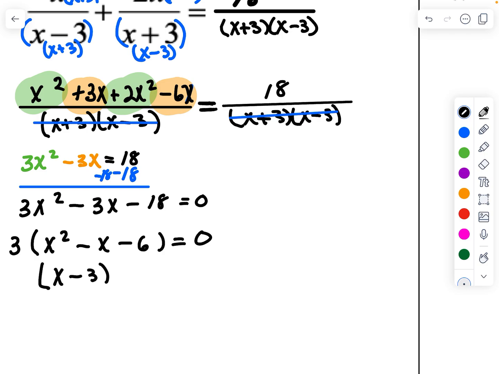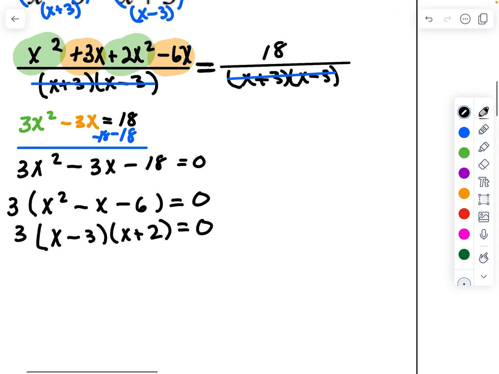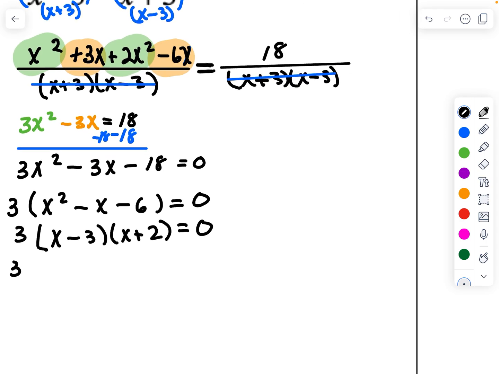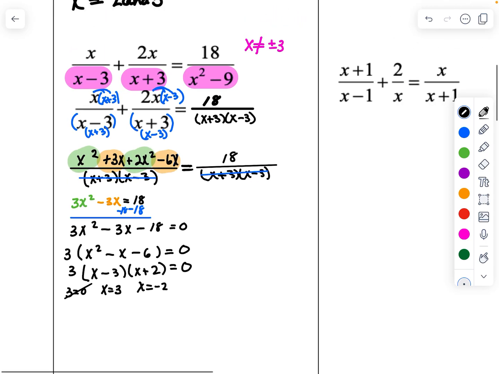x minus 3, x plus 2. And of course, we still have this 3. Then if we set every factor equal to 0, this would say 3 equals 0, which is not true. This would say x equals 3. And this would say x equals negative 2. But if we go back up here to our very beginning statement, our very beginning statement says x cannot be 3. So that is out. So our only answer to the problem is this.